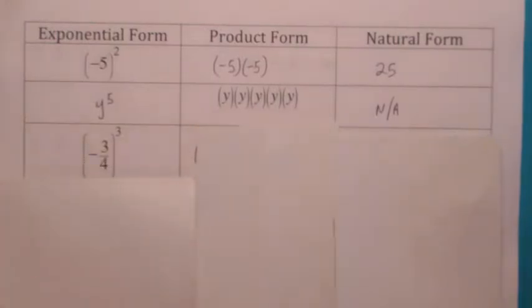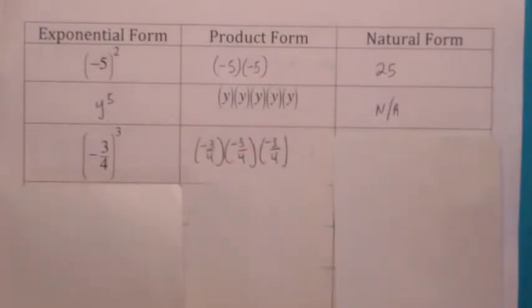What if you have negative 3/4 to the third? What's the base? Let's see, the base is negative 3/4, and the exponent is 3. So you could write this as negative 3/4 times negative 3/4 times negative 3/4. And when you multiply the tops together, you should have gotten negative 27. If you multiply the bottoms together, 4 times 4 times 4 is 64.